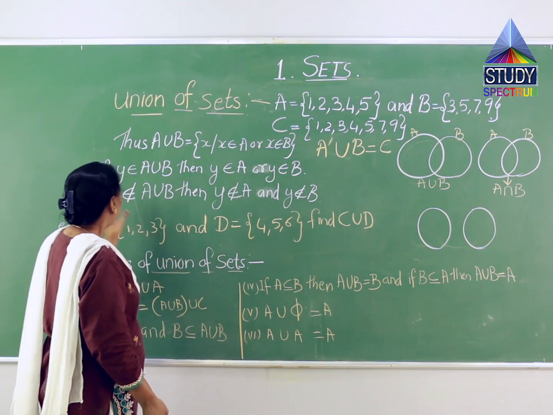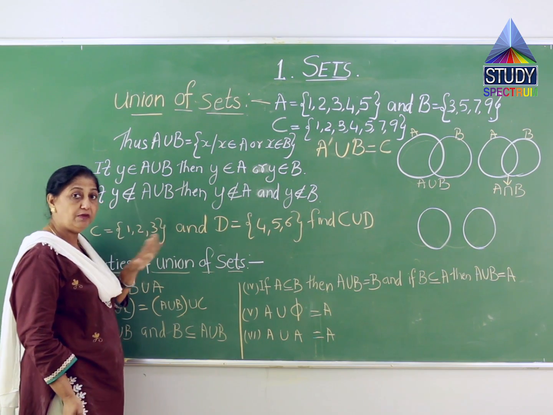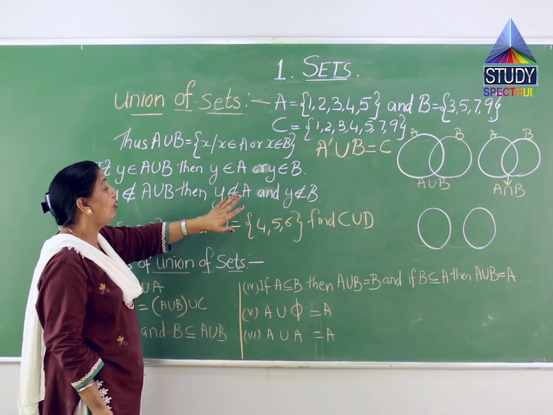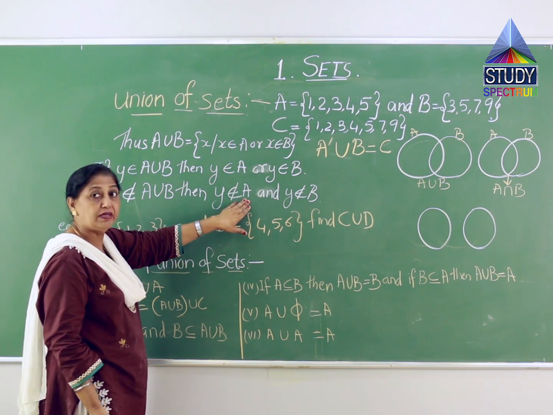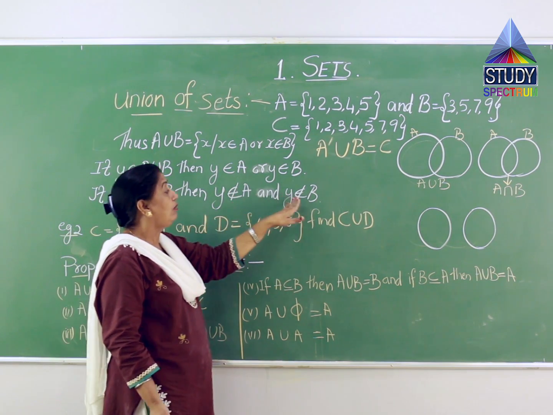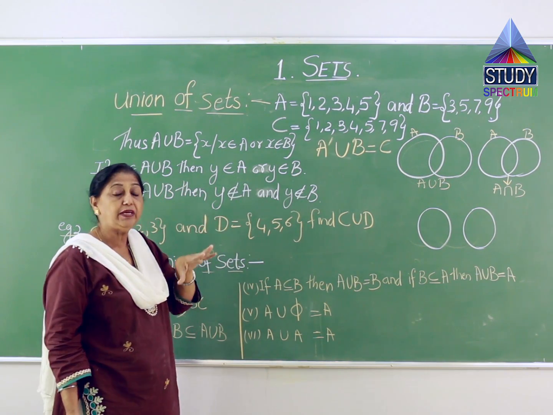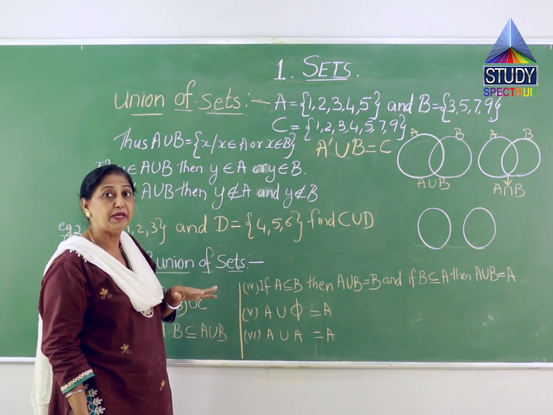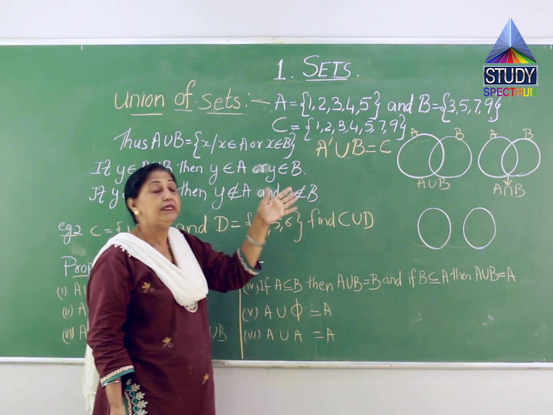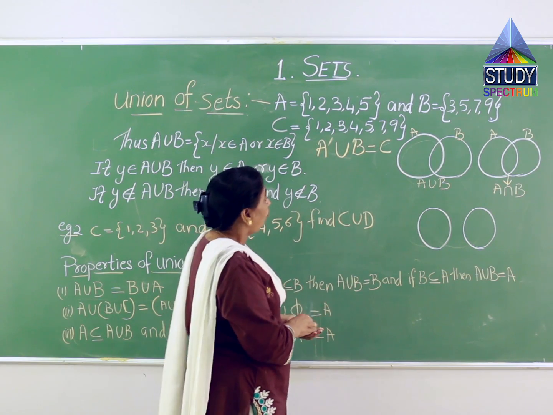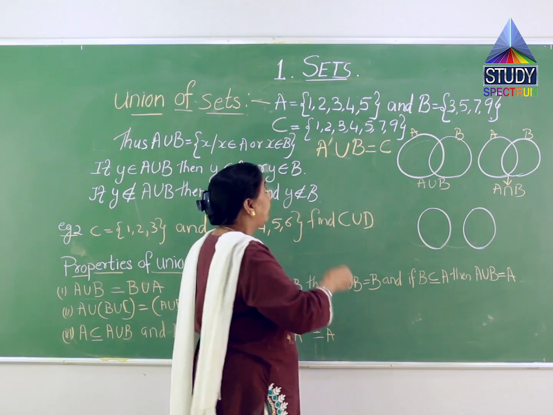And if the Y element does not belong to A union B, then this Y will also not belong to set A and also it will not belong to set B. Now these things, the union and the intersection which I have explained to you, we can show in the form of a Venn diagram. Here when I talk of union, it means I will be taking together.